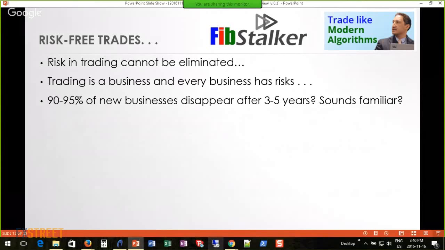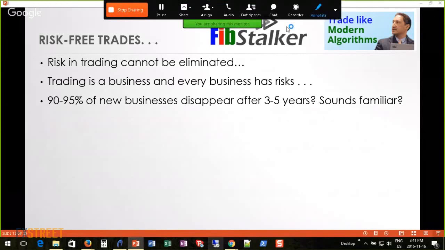Now look at this interesting statistic here. 90 to 95% of new businesses disappear after 3 to 5 years. Have you ever asked yourself why? And this is commonly cited statistics. In fact, it is also said that 80% of the remaining 5% disappear after 10 years. So the big companies that we see that last for years and decades are probably 2% or less of all new businesses that are born every year. Now, does this number sound familiar to you?